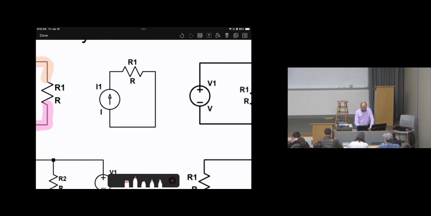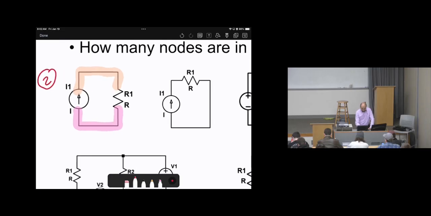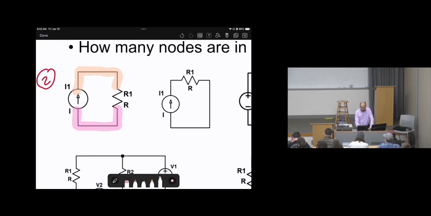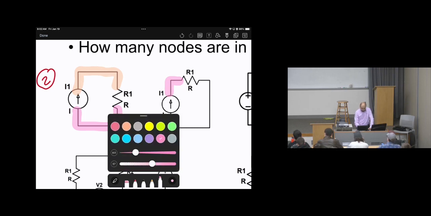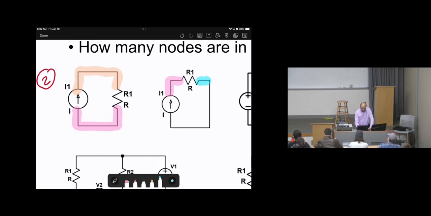Okay, how about this circuit? Let's identify the nodes. There is R1 and I1 here, and there is R1 and I1 on the other side. So how many nodes do we have? Two, another two.